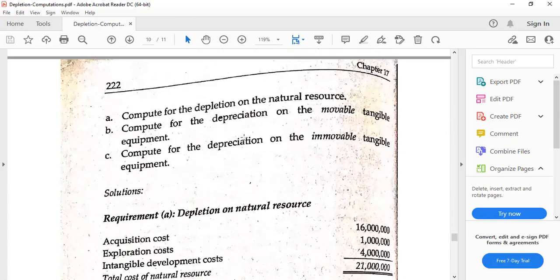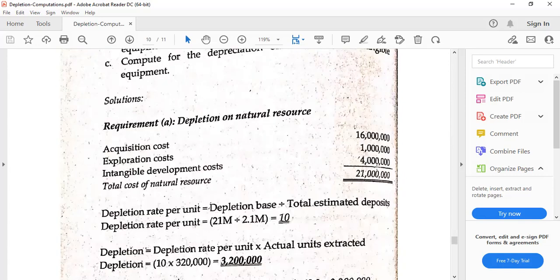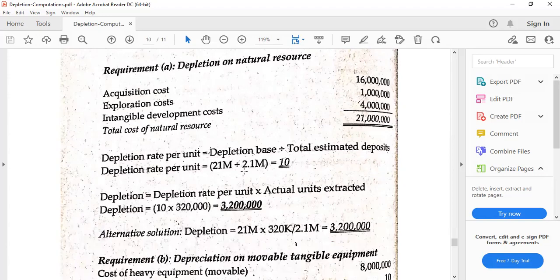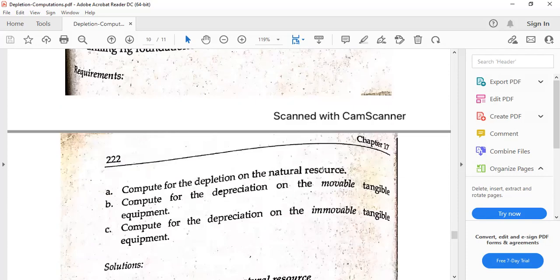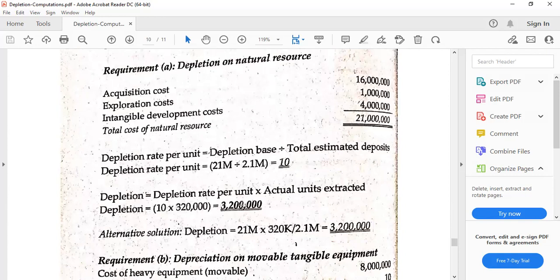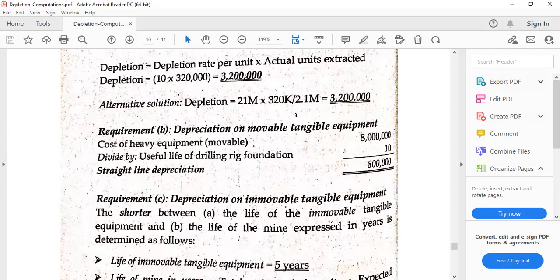Anyway, you're asked about the depletion and the depreciation of the two types of tangible equipment. As said, for the cost of natural resource, that would be the total, divided by the total estimated deposit. So same procedures as before here. That's 10 pesos per unit multiplied by the actual units extracted equals the depletion. And then for the depreciation of movable tangible equipment, no method has been explained or discussed to be used. Therefore, we also use the straight line method. So simply cost, no residual value. Therefore, the acquisition cost, which is the depreciable amount, divided by 10, is 800,000.